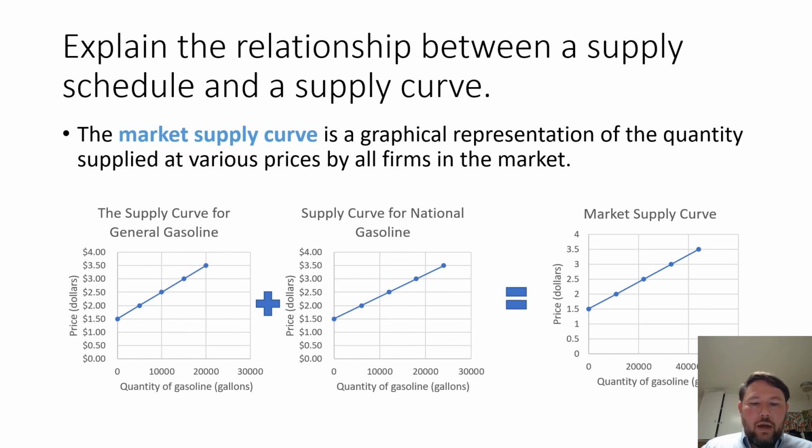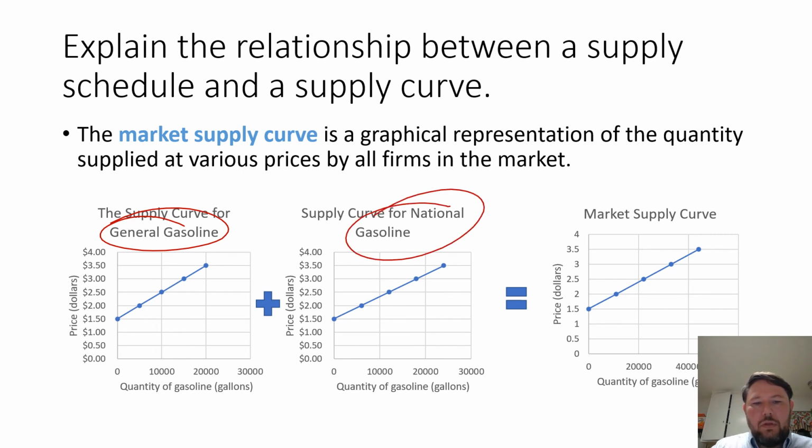how this works. We take the individual supply curve for General Gasoline, and we take those values. We have an individual supply curve for National Gasoline. Notice that the line is a little flatter here for National Gasoline compared to General Gasoline, and we'll talk about that when we get to elasticity. We should already be thinking, how flat or how steep is the curve? That's going to tell me about elasticity. We're going to get to that in a little bit. But we can see that there's a little difference there.